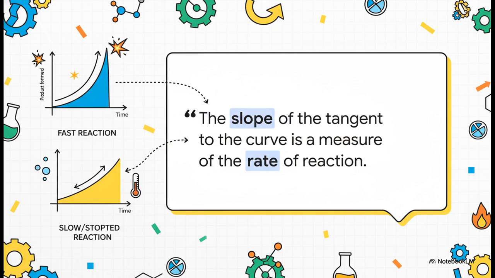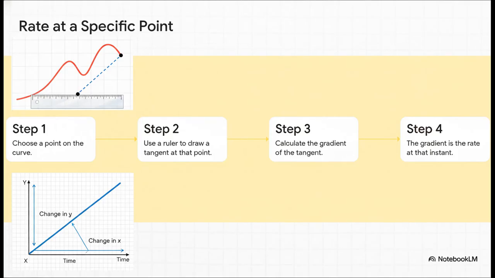And here is the absolute golden rule for reading these graphs. You have to remember this. The steepness of the line, the gradient, is the rate of reaction. So, super steep line, super fast reaction. A line that's getting a bit lazy and shallow, the reaction is slowing down. And a perfectly flat line, game over. The reaction has stopped.